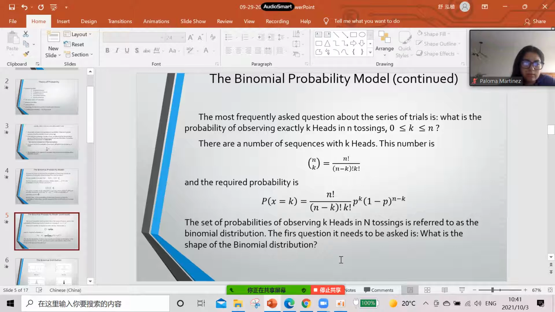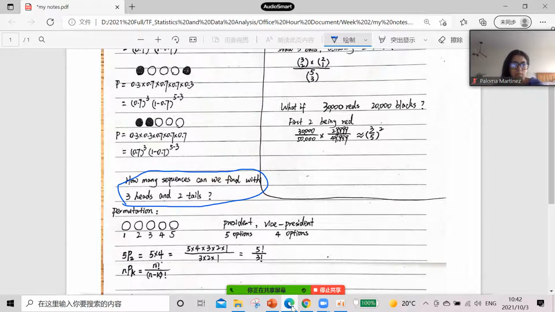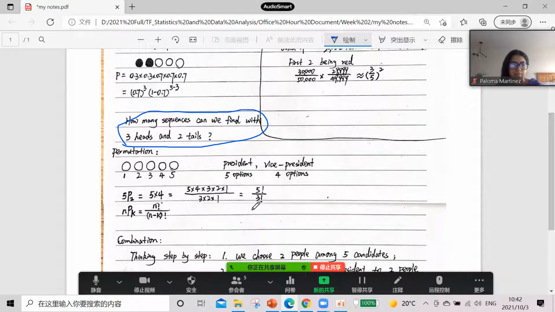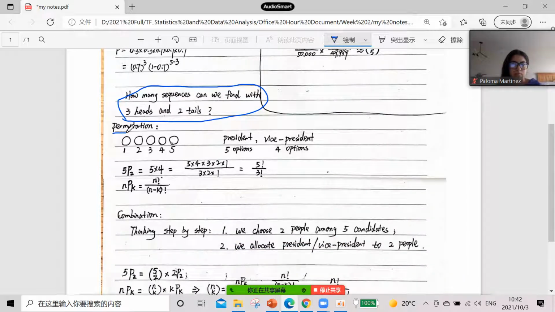So to understand how to solve this problem, what is the probability of observing exactly k heads in n tosses? How to solve this problem? The description was pretty easy, but to solve it is not that easy. To understand this, we should first know about permutation and combination. These two concepts.